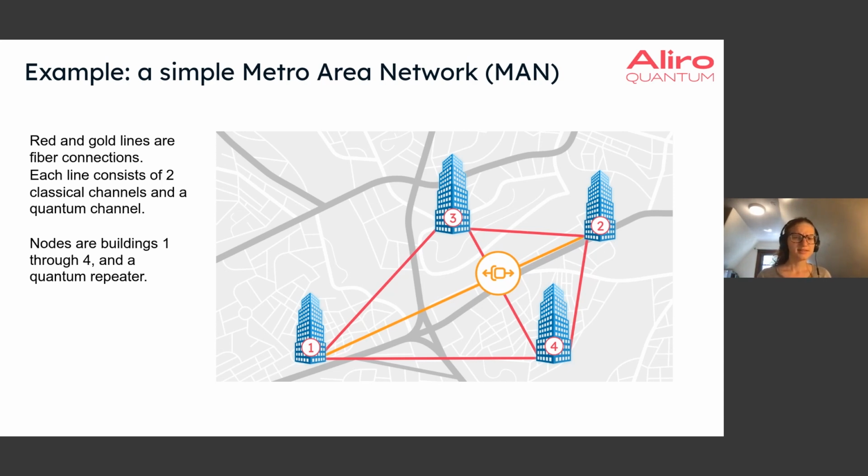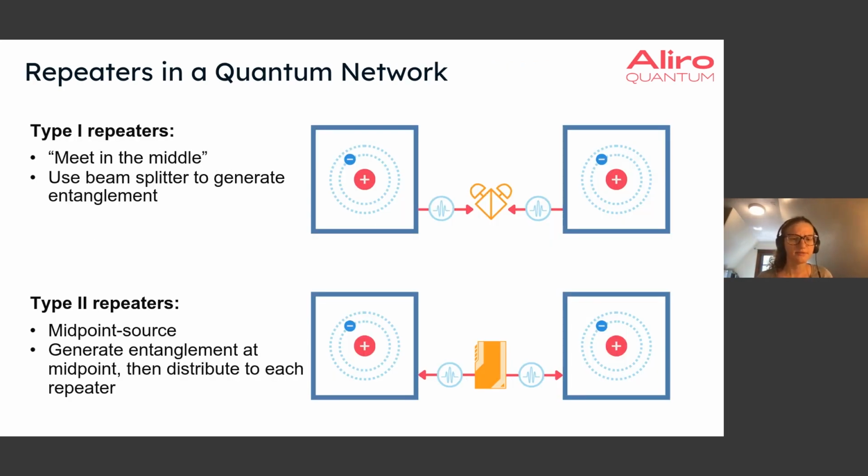In this example, these red connections are under 100 kilometers, and the gold connection with the repeater is over 100 kilometers. So what this repeater will do for our quantum network is provide a way to still allow quantum information to be transmitted with relatively low loss, even over this longer connection. In a sense, this acts as a relay station, but in a very different way than you might think of in a classical context. The types of repeaters can be broadly classified into 2 different types.